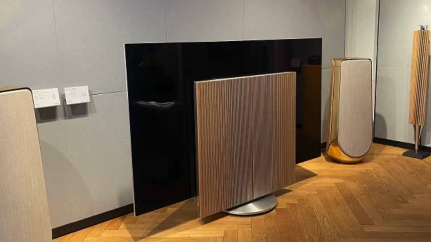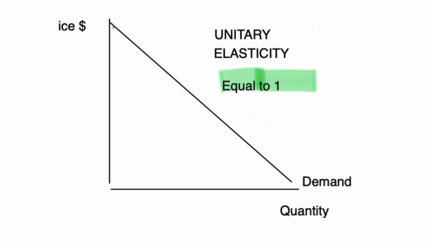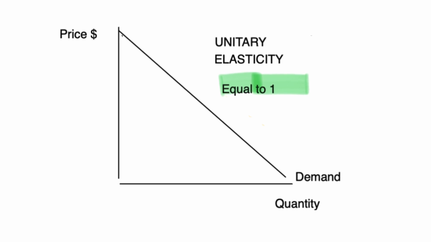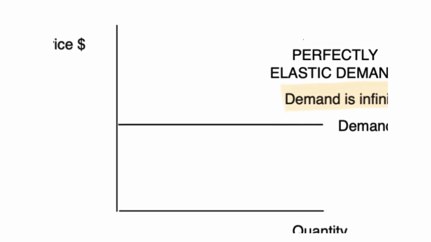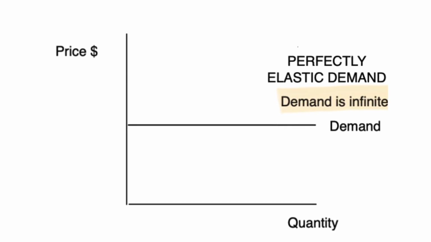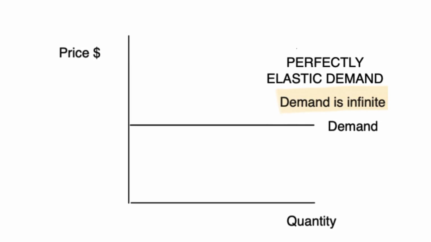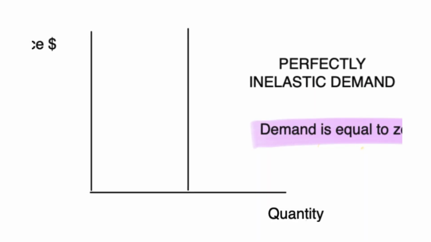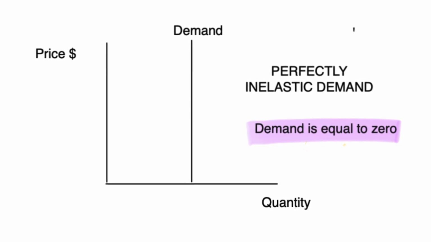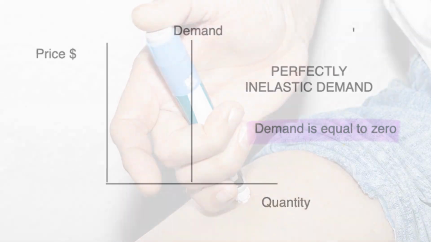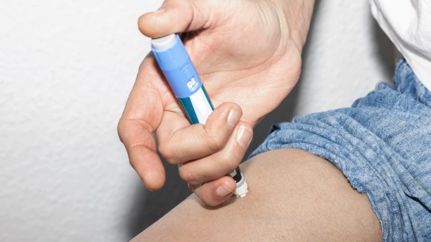If price elasticity of demand equals 1, we have unitary elasticity, where the percentage change in quantity demanded is equal to the percentage change in price. In extreme cases, if price elasticity of demand is infinite, the demand is perfectly elastic. Any increases in price will lead to zero quantity demanded. On the other hand, if price elasticity of demand is 0, demand is perfectly inelastic, meaning that no matter how much the price changes, the quantity demanded stays the same. Life-saving medications, for example, often have perfectly inelastic demand.